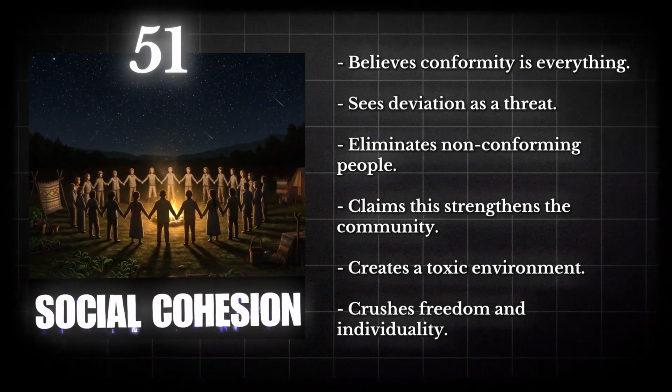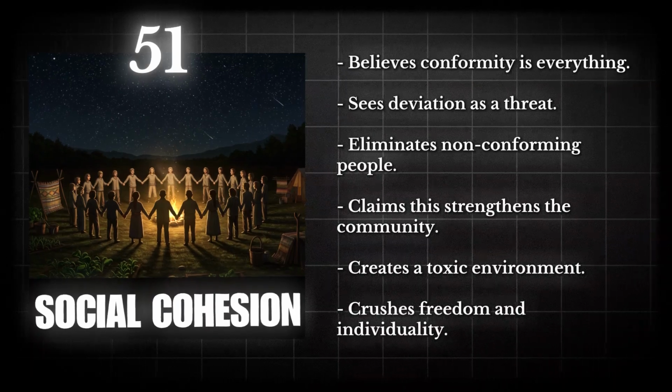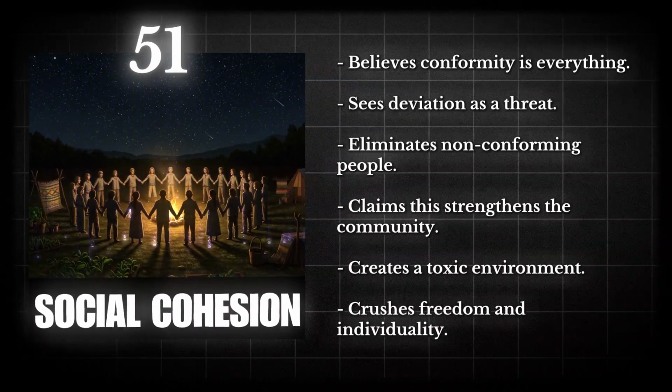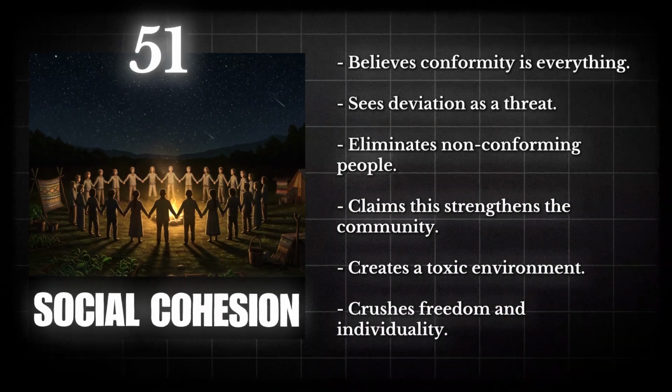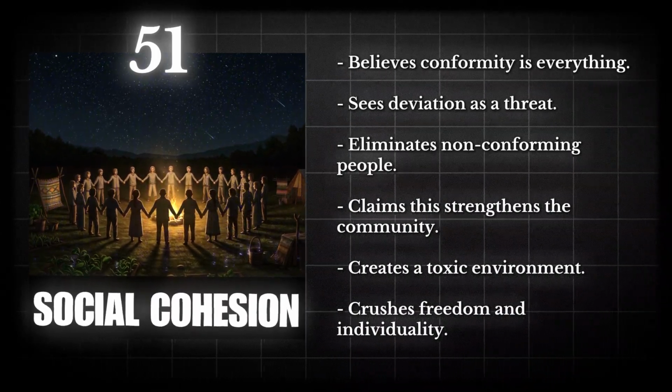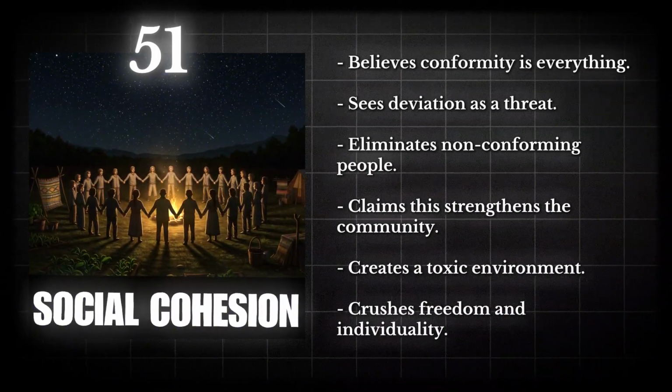51. Social cohesion. The villain believes conformity is everything, and any deviation is seen as a threat to the collective. They believe that by eliminating non-conforming people, they strengthen the community. But in reality, they create a toxic environment where freedom and individuality are crushed.